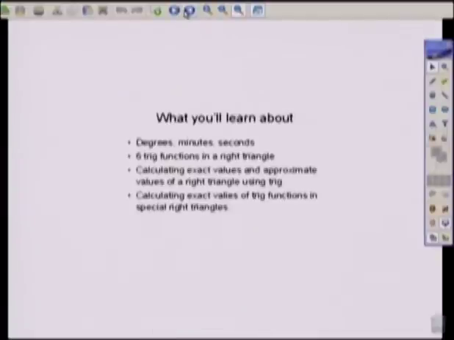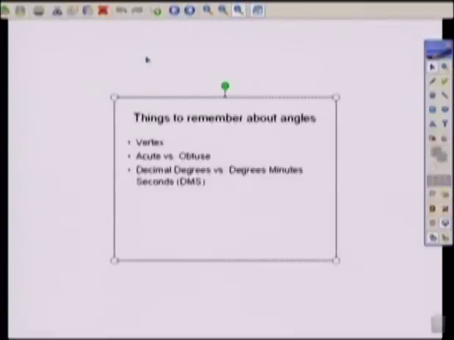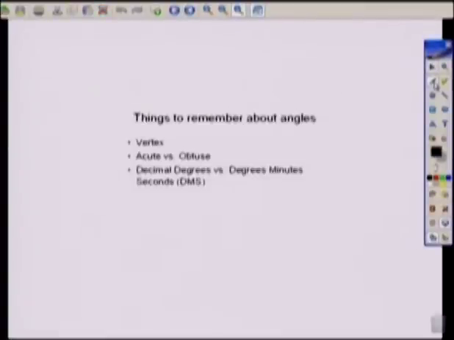So to start with today, let's talk a little bit about some things to remember about angles. Back in geometry, you learned that an angle is 2 rays that meet at a common endpoint. We've got 2 rays that meet at a common endpoint. Again, the name of that common endpoint is a vertex, that point right there.